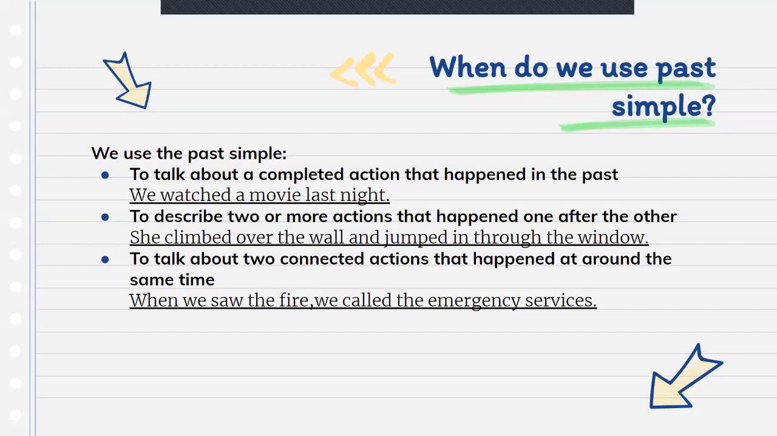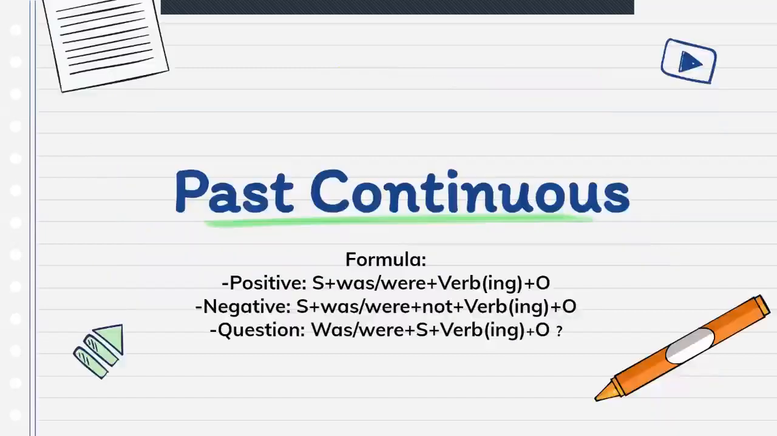And for the last one, we use past simple to talk about two connected actions that happen at around the same time. The example is, when we saw the fire, we called the emergency services. So when we saw the fire, we immediately called the emergency services. So there are two verbs that are connected that happen at around the same time.